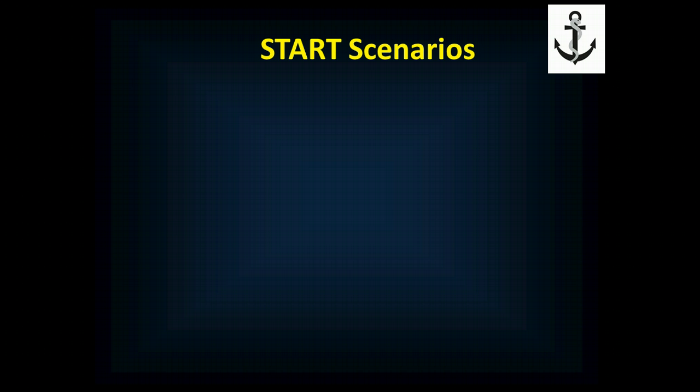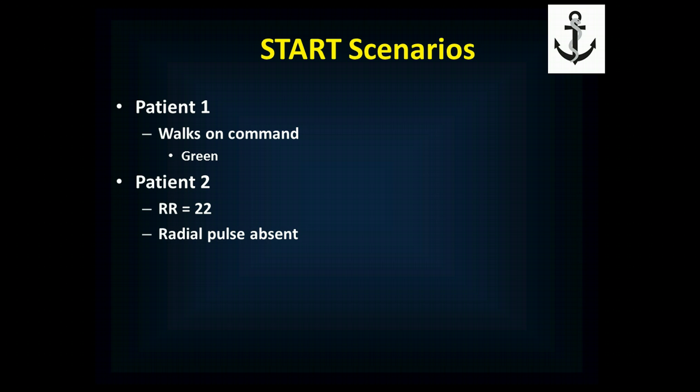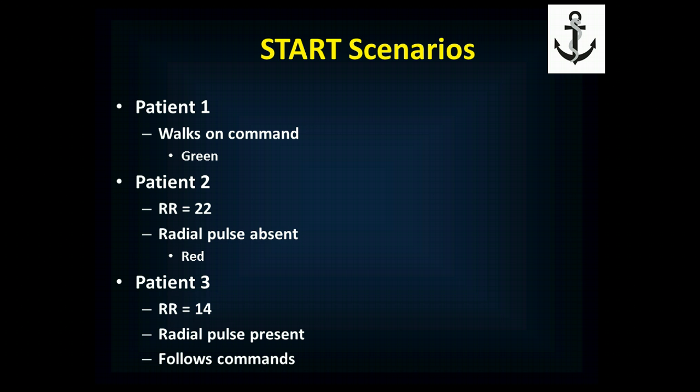So now let's do some scenarios here just to get the idea. So patient 1, you say, everybody get up, walk over there. They walk on command. They are green. Patient 2 doesn't get up and walk. They're breathing. Their respiratory rate is 22, but the radial pulse is absent. You're done. You don't have to assess anything else. They're red. Patient 3 has a respiratory rate of 14. Obviously, they didn't get up and walk when you told them to. The radial pulse is present, and they follow commands. You're done. They fall into the yellow bag.